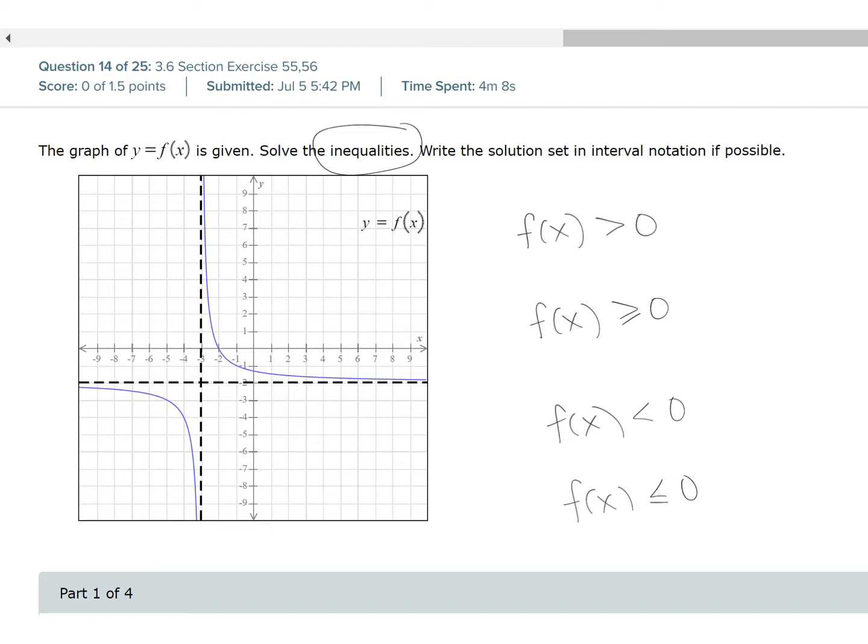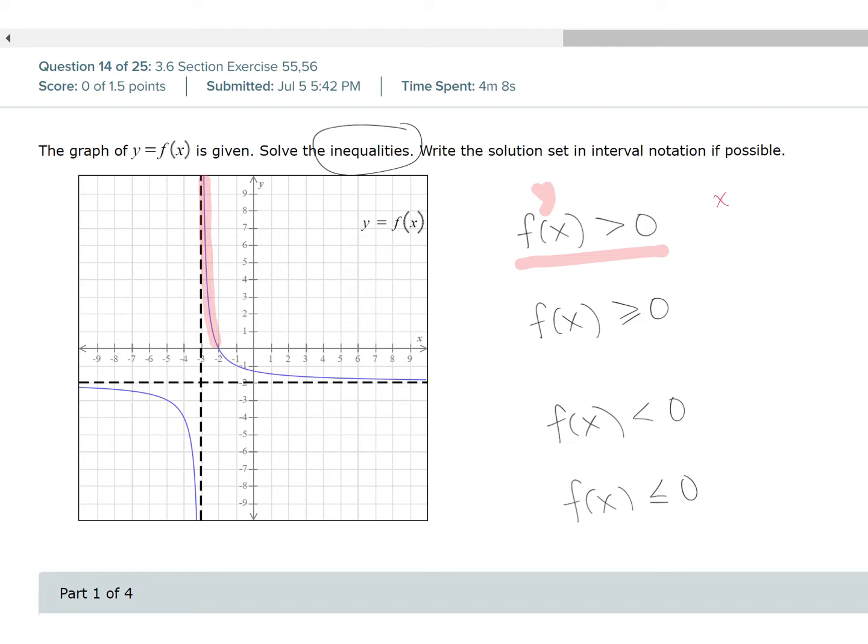I'm going to highlight. So for f of x is greater than 0, that's talking about when our y values are greater than 0. That's happening anywhere up above the x-axis. So when I look at this picture, the only time that's happening is right here, this section. And so to answer the question in interval notation, we have to say it in terms of our x values.